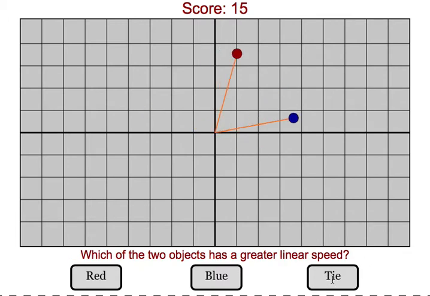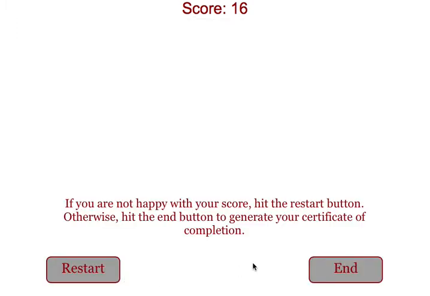Angular speed, tie. Greater linear speed, you can see the red guy is moving slightly faster. They're in the same size circle, but the red is catching up and passing the blue. Greater linear speed, they're both moving at the same angular speed, you could see in that example, but since red was in a bigger circle, it would have the greater linear speed.